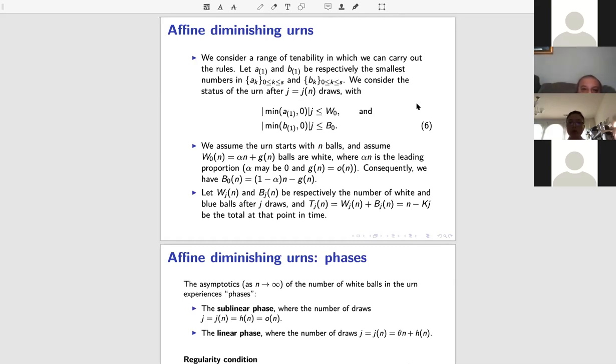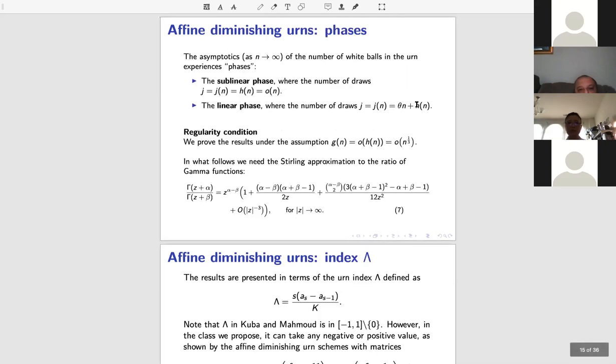Because we impose the negative balance factor condition, the total Tj is n minus kj, which is deterministic. Because this is deterministic, we only need to analyze the behavior for the white color. When n is large, as it goes to infinity, we will have a large tenability range that we can analyze.